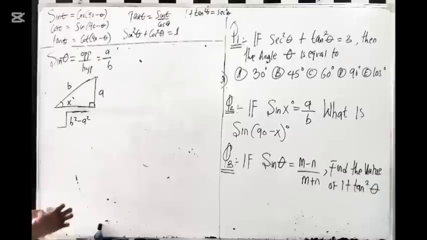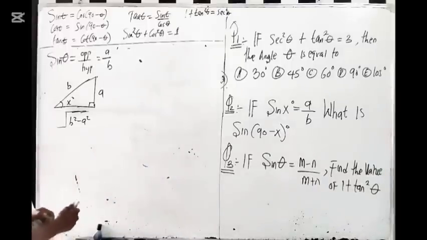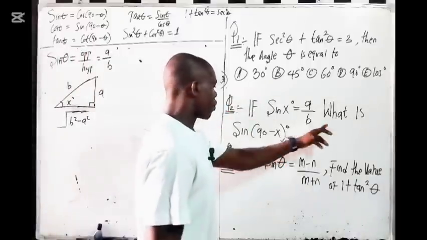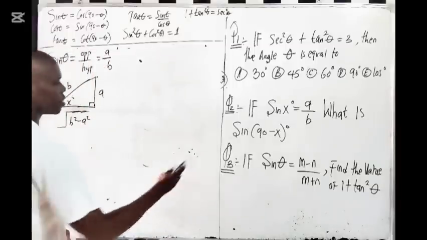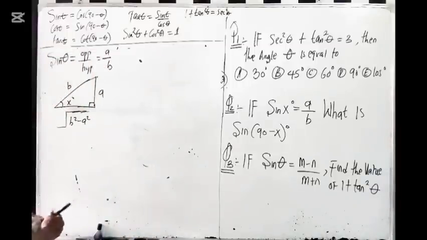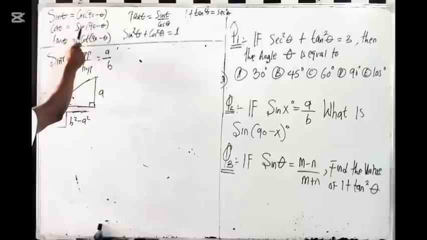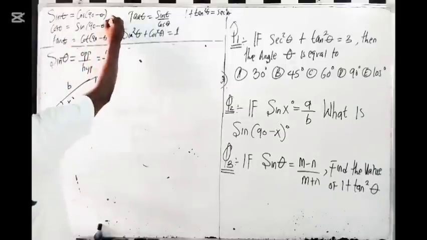Now, how do we solve the other one? Please pay close attention here. Remember, they say calculate sine of 90 minus S degree. Remember, sine of 90 degrees minus an angle becomes cos.